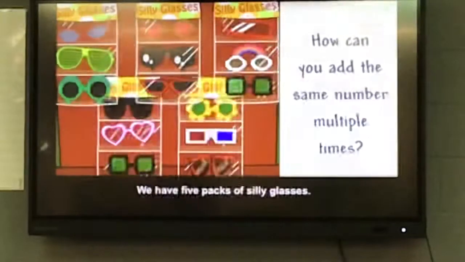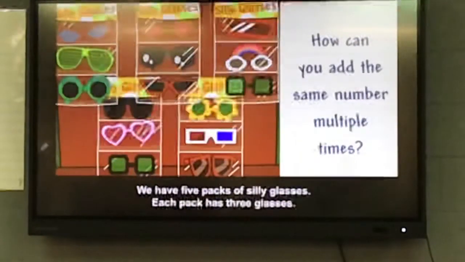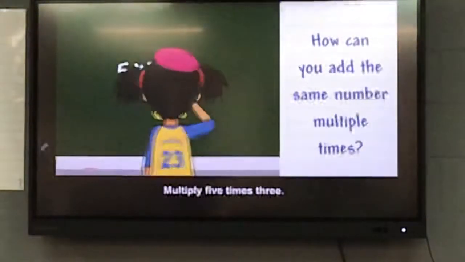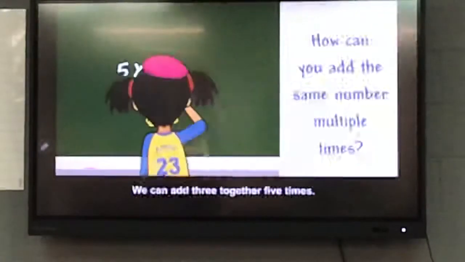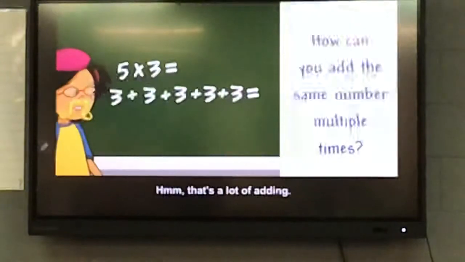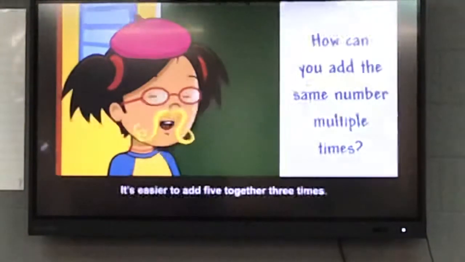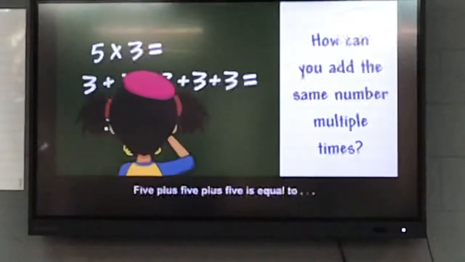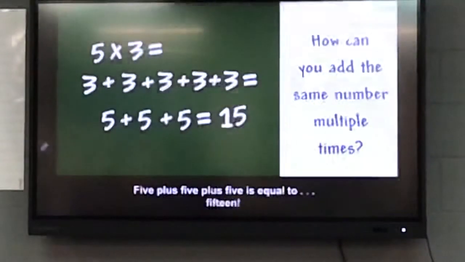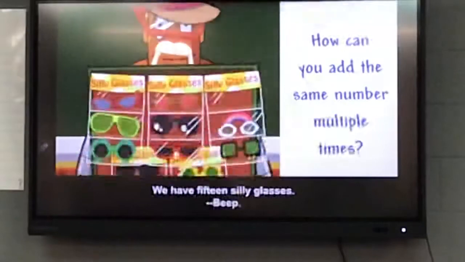We have 5 packs of silly glasses. Each pack has 3 glasses. How many do we have in all? Multiply 5 times 3. We can add 3 together 5 times. That's a lot of adding. It's easier to add 5 together 3 times. 5 plus 5 plus 5 is equal to 15. We have 15 silly glasses.